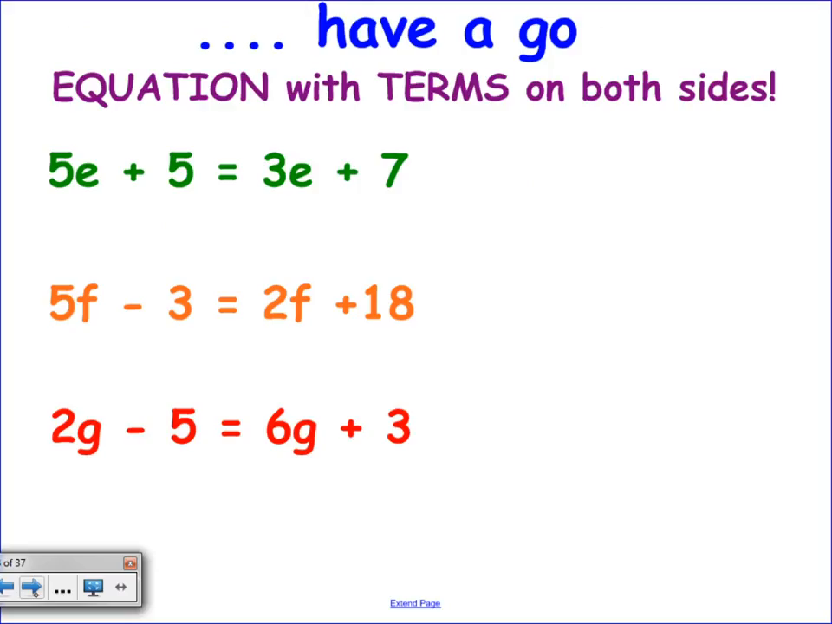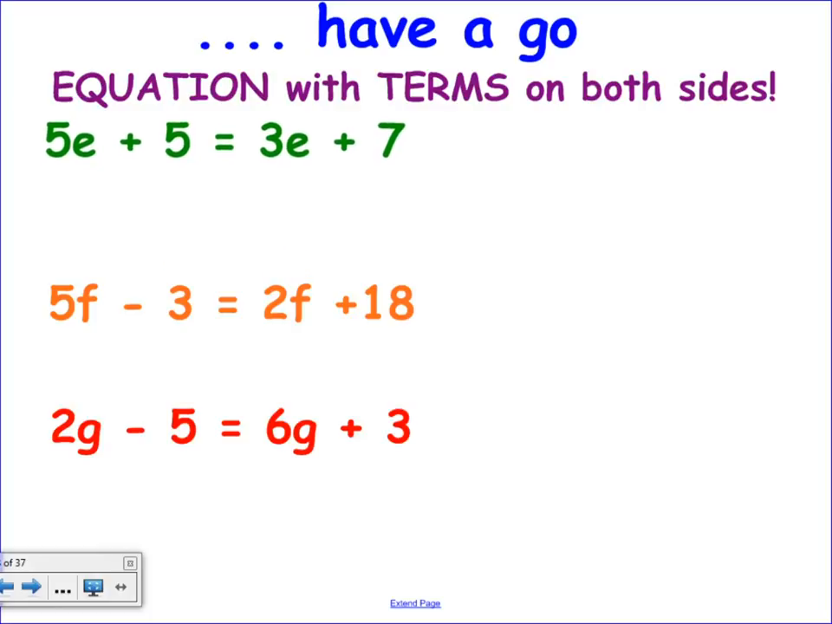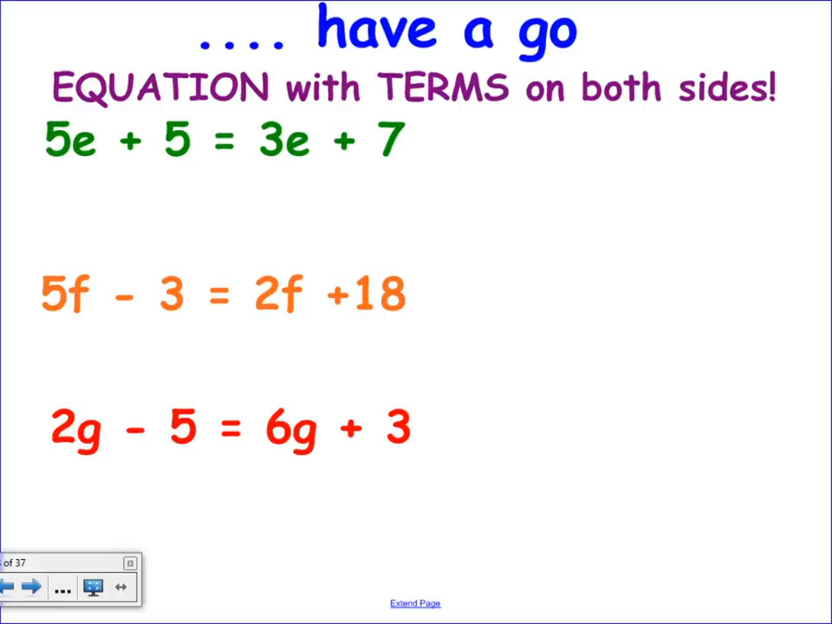So I've got three-step equations. Okay? So have a go at those. So I've got 5e plus 5 equals 3e plus 7, which is our green standard one. I've got 5f minus 3 equals 2f plus 18, which is our slightly harder one. And then the last one, don't be frightened of putting the variable on the other side. You don't have to put the variable on the left. The variable can go on the right. Right, let's go through them then.